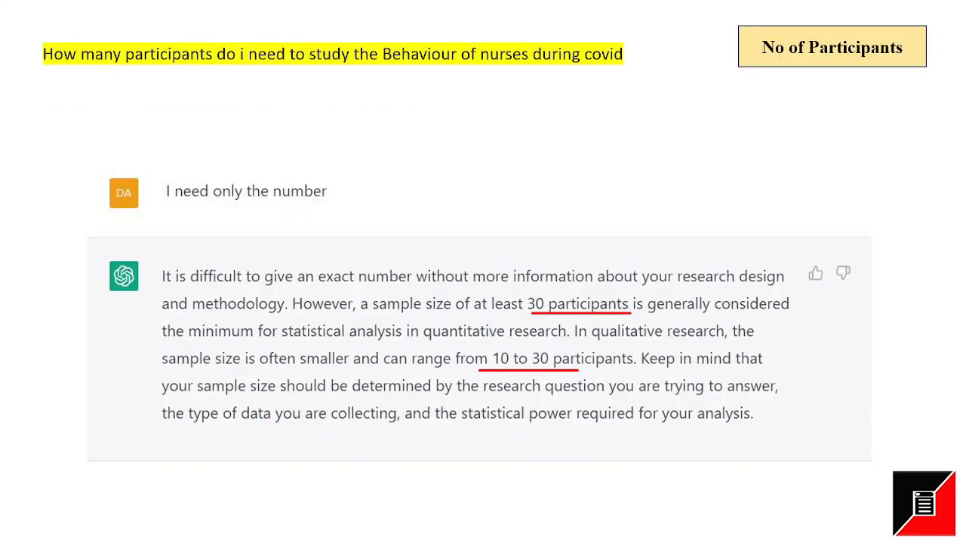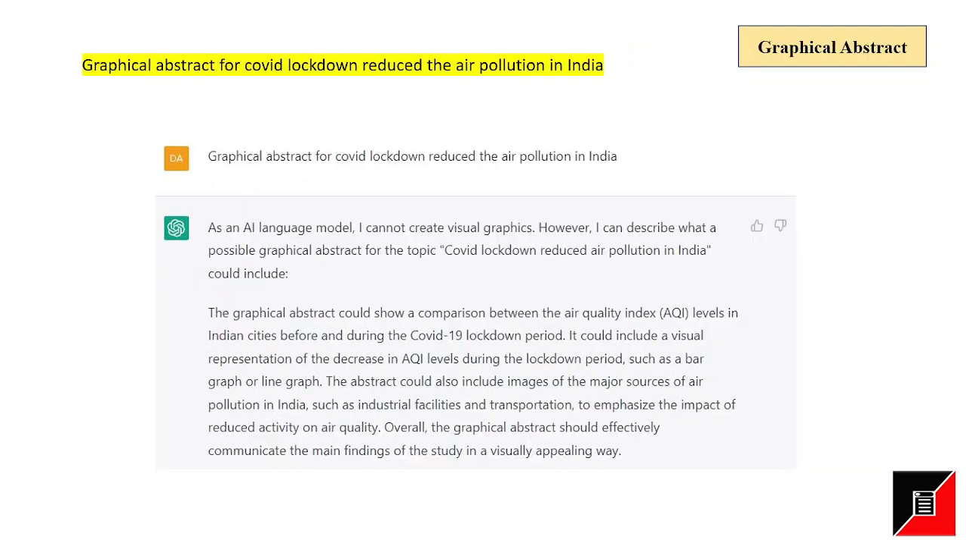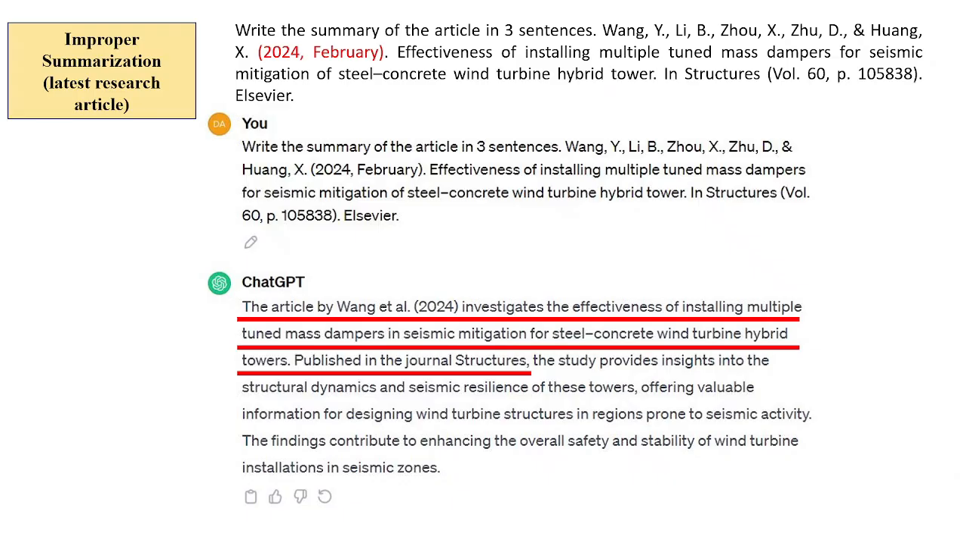Then I searched about some content, like how many participants were required to study the behavior of nurses. It showed just 30 participants. That is very few. Sometimes it will give a response and that will be wrong. So that is not correct, exactly not correct. So a graphical abstract is not possible.